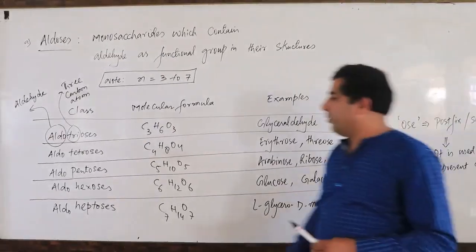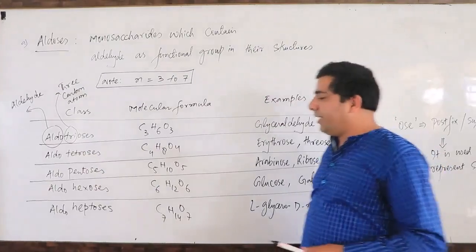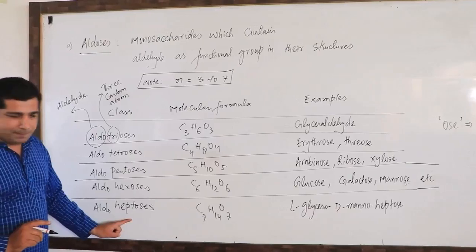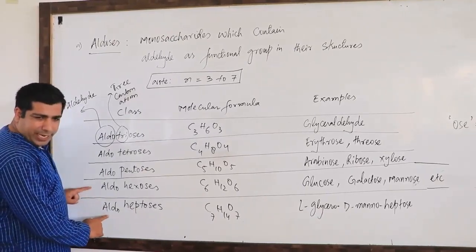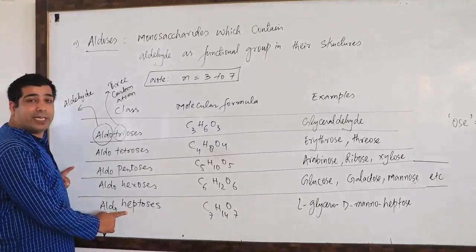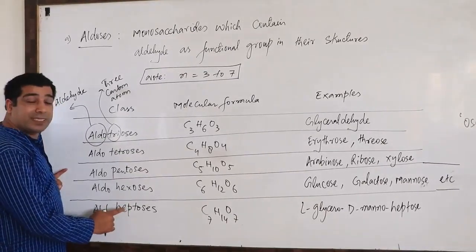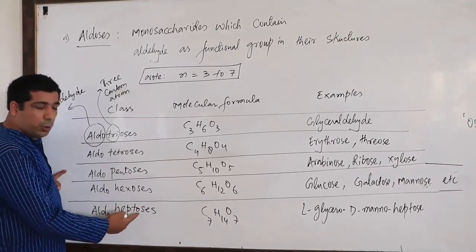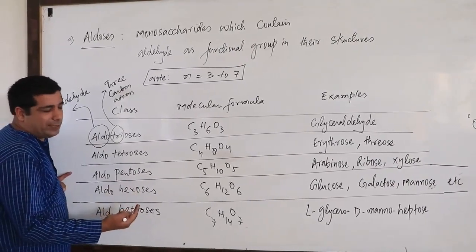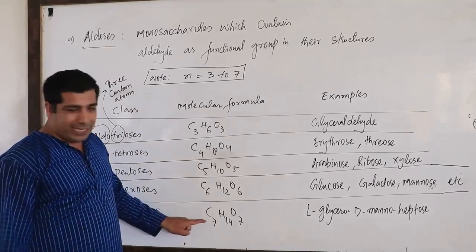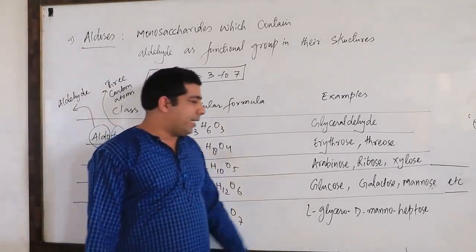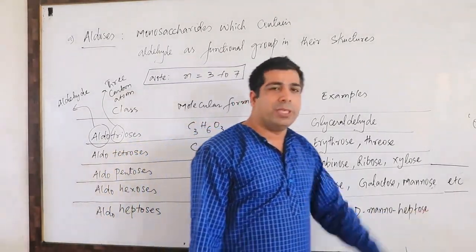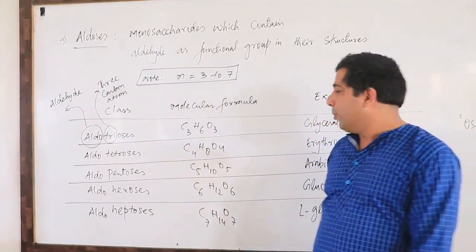These are the examples of aldohexoses. And finally, we have aldoheptoses. Aldo is again aldehyde. Hept means 7 carbon atoms, and out of 7 carbon atoms, 1 carbon atom will be aldehyde. And ose stands for sugar. The molecular formula is C7H14O7, and the example is L-glycero-D-mannoheptose. This is an example of aldoheptose.